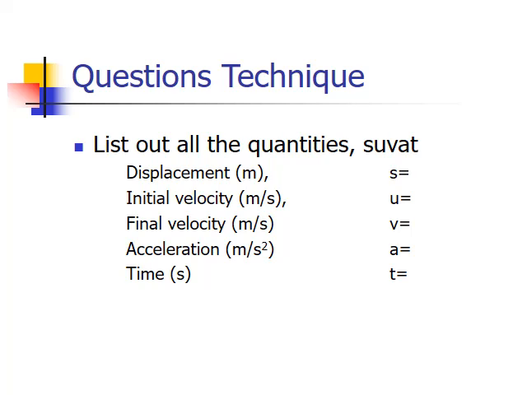So here are all the quantities. s for displacement, u is the initial velocity, v is the final velocity, a is acceleration, t is time. These are often called SUVAT questions because those are the five terms that you need to know. So when you're answering the questions, you should always write out SUVAT and then list the quantities that you've got, because that will help you pick the right formula to use, as we'll see in a moment.